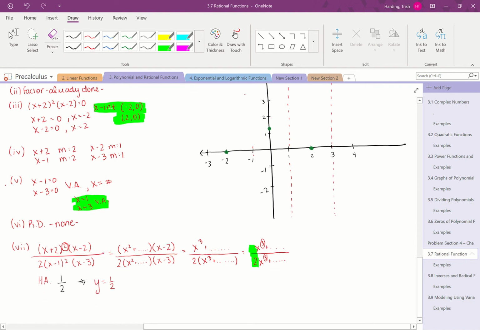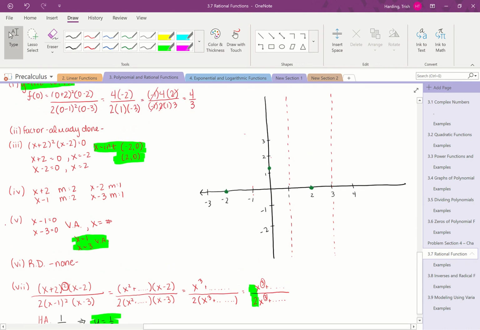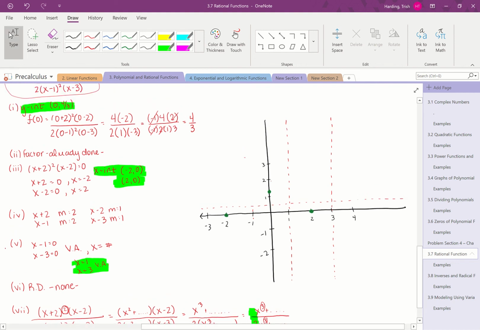Okay. The next thing I will plot is my horizontal asymptote at y equals 1/2. It is important to note that sometimes parts of a function can cross a horizontal asymptote, but they will not cross the vertical asymptote.